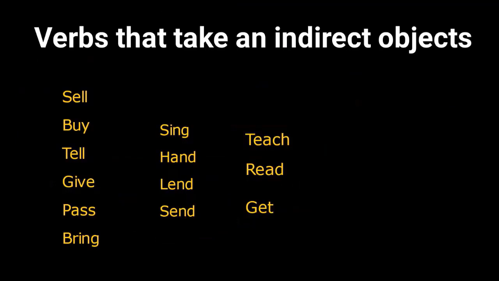Now it's very important to note that not all verbs can take indirect objects. Only a few verbs can take indirect objects. And these verbs are called ditransitive verbs. Ditransitive verbs are verbs that take two objects, direct object and the indirect object, right?